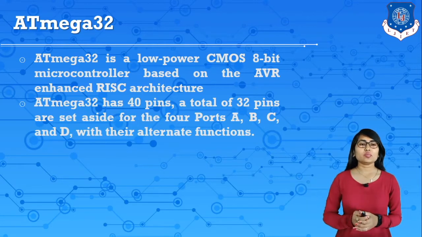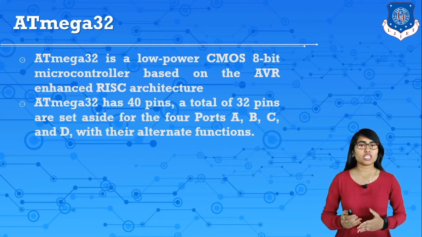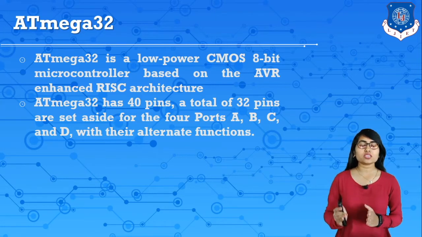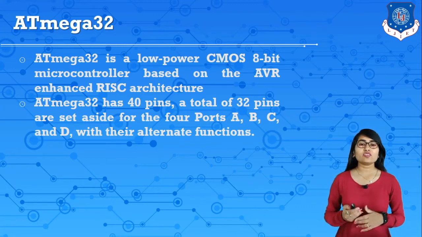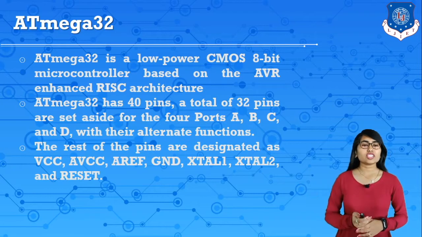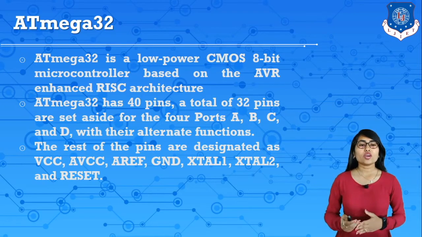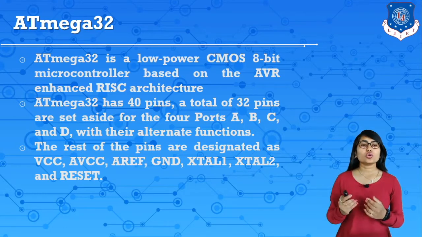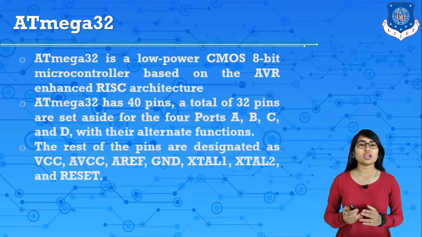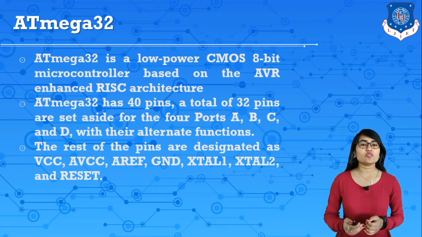So this ATmega32 has 40 pins. A total of 32 pins are set aside for the 4 ports A, B, C, D, with their alternate functions, and the rest of the pins are designed as VCC, AVCC, AREF, ground, XTAL1, XTAL2 and reset. So ATmega32 has basically 40 pins, and each and every pin has some specific features.